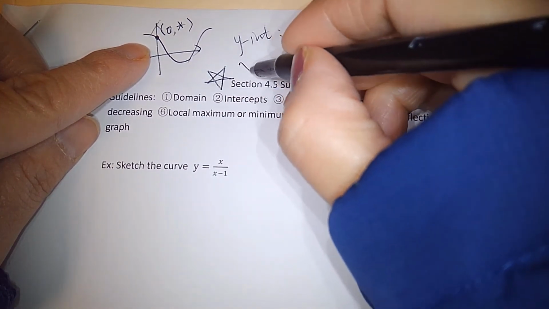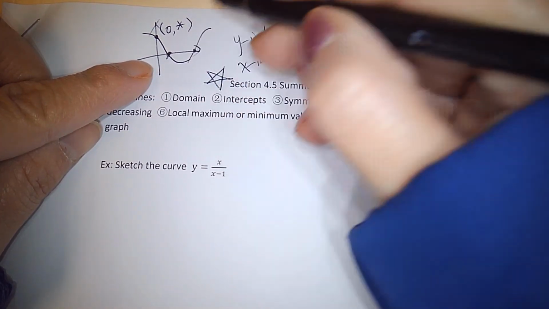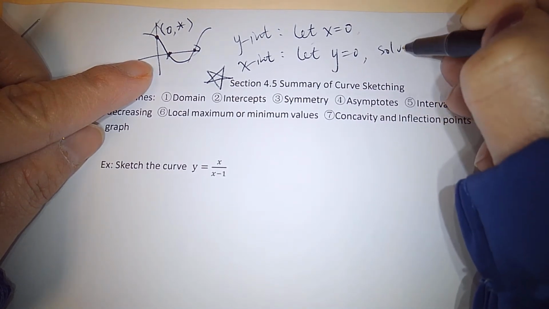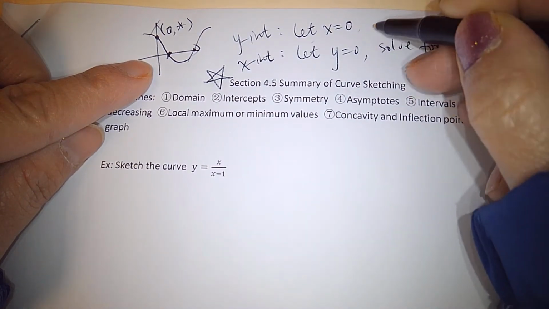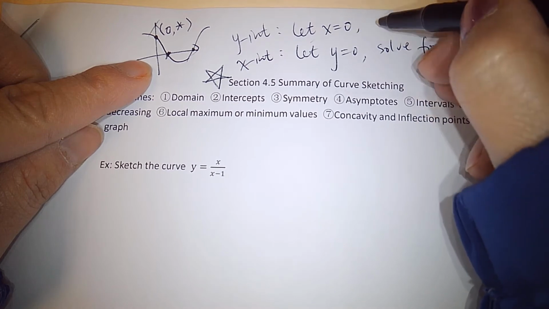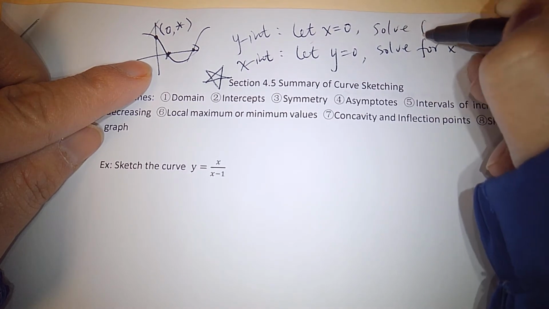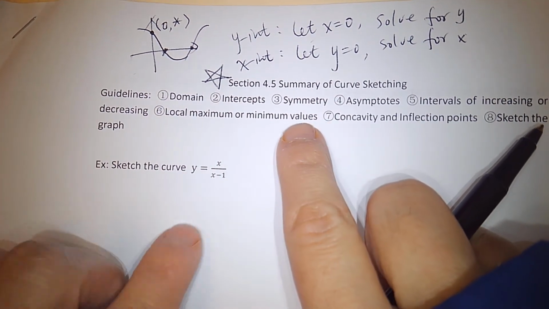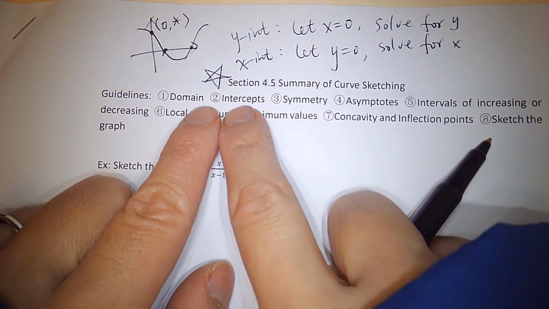And how to find the x-intercept? Let which variable equal 0? Let y equal 0, solve for x. Okay? Similarly, let x equal 0, solve for y, that gives us the y-intercept. Right? So these are the intercepts.